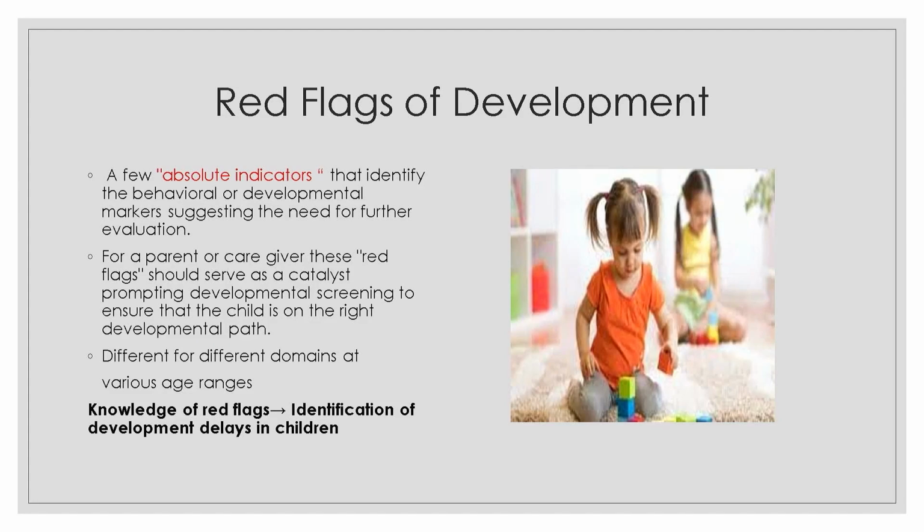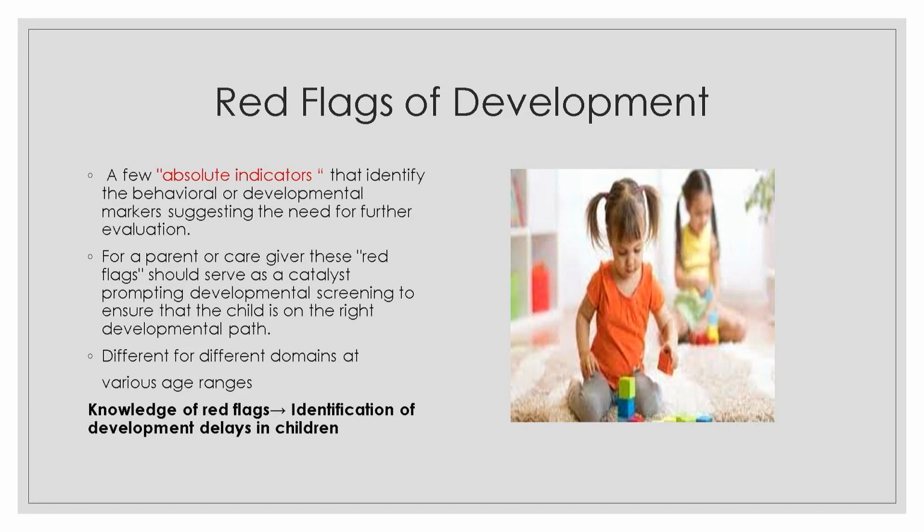Now the red flags of development. Why are they important to determine? Because knowledge of red flags of development leads to identification of development delays in children. These are the absolute indicators that identify the behavioral and development markers suggesting the need for further evaluation. For example, if a one-year-old child is not giving eye contact, that's a red flag for socialization. He should be checked and he should be referred for screening for development delay.